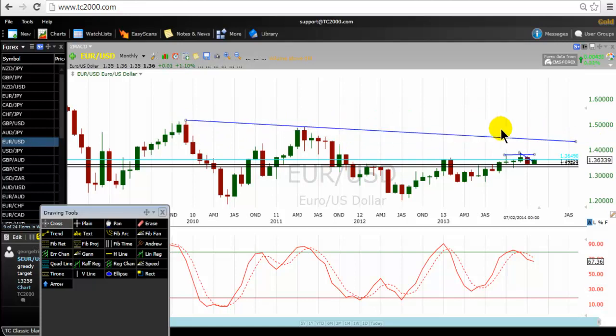If we draw this trend line here, so watch it. Okay, watch this trend line. So this is about the euro USD.